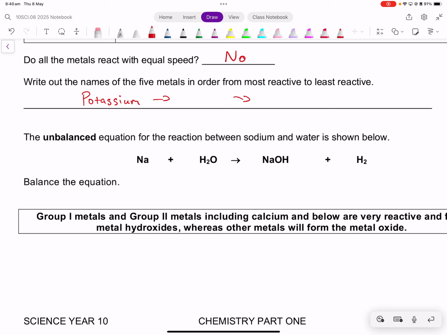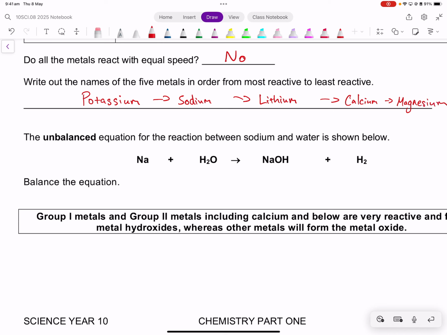We should have the 5 metals here, right? So what was the next most reactive after potassium? Sodium. And followed by? Lithium. Then calcium. And finally, didn't do much of anything, was magnesium.